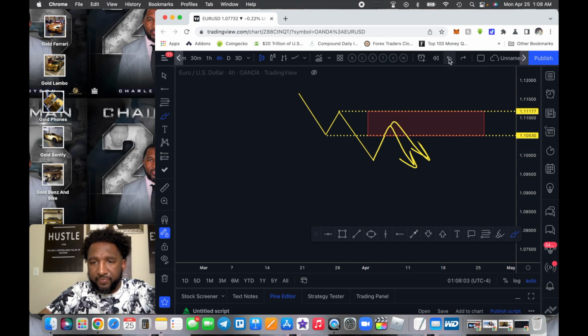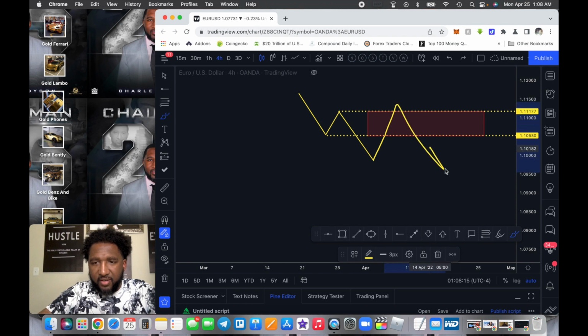But anyway, the market can come all the way here and continue back down. The market can go even higher and then continue down. That's what we were just talking about. But for this example, let's just say it went to here and then continued down.